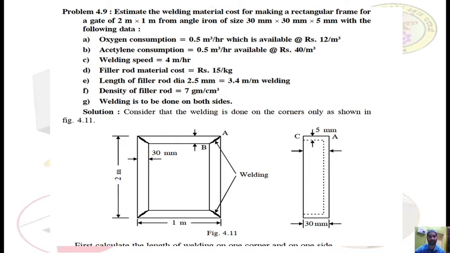So this is the gate which is given in the problem. We have to prepare a gate of 2 meter into 1 meter by using an angle of size 30 mm, 30 mm into 5 mm. So this is 30 mm here, and this is 30 mm its width and 5 mm thickness. So this thickness is 5 mm. So the total length of the weld.